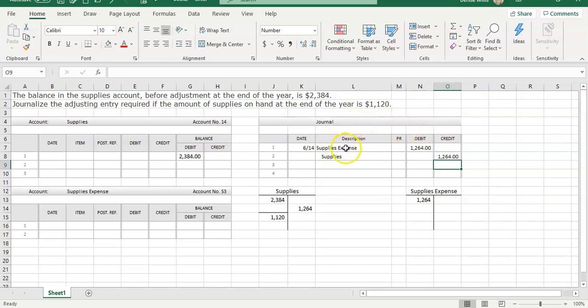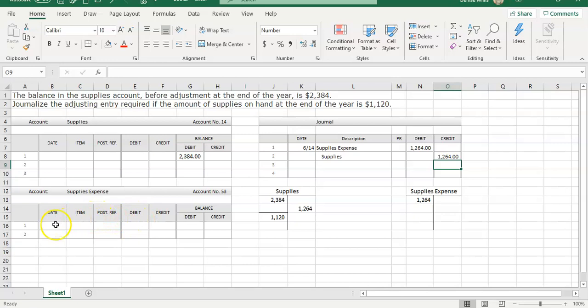We need to take supplies expense from the journal into the ledger. Let's keep our terminology straight. The journal is where the individual entries go. The ledger is where we have each individual account with all the information about that one account.